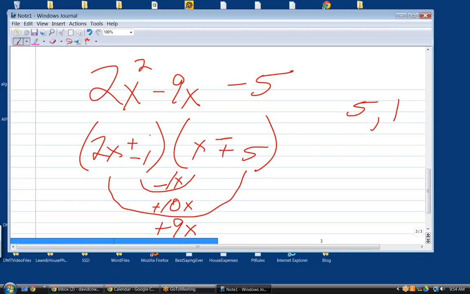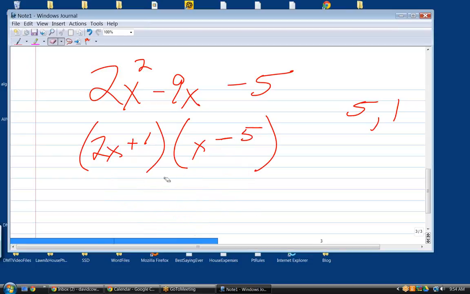In other words, I take this 1 and move it up to the other sign like that, and I move the 5 up to the other sign like that. Now, when I multiply the insides together, I get plus 1x. When I multiply the outsides together, I get minus 10x. And adding those two gives me minus 9x. That's my correct middle term. I have found my solution. Erase all of that. Now I know that's my solution to factoring this.